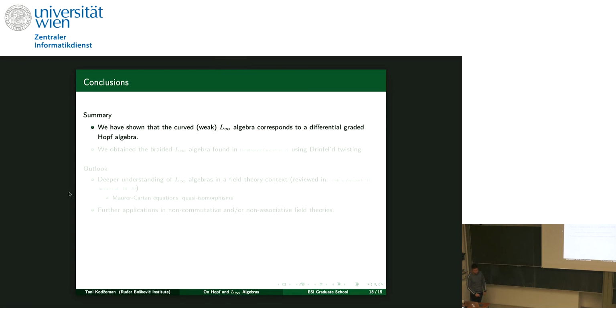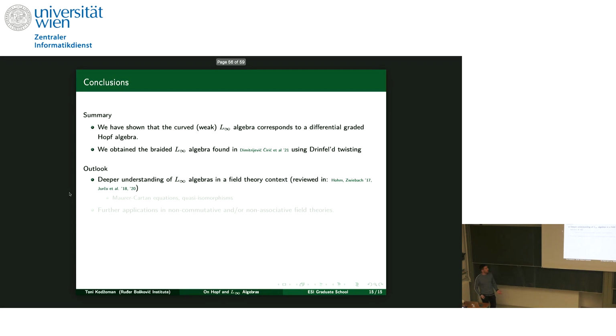Okay, so what is the general summary? Well, we have shown that a curved L-infinity algebra, also sometimes known as a weak L-infinity algebra, corresponds to a differential graded Hopf algebra. And we have also obtained this new structure that is called the braided L-infinity algebra.